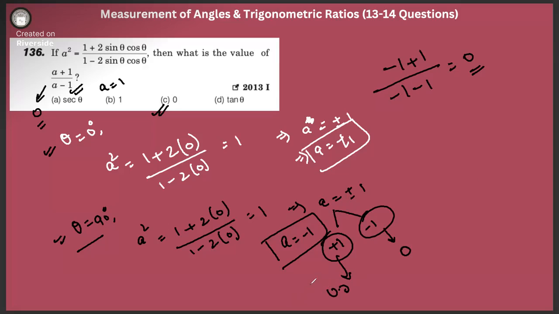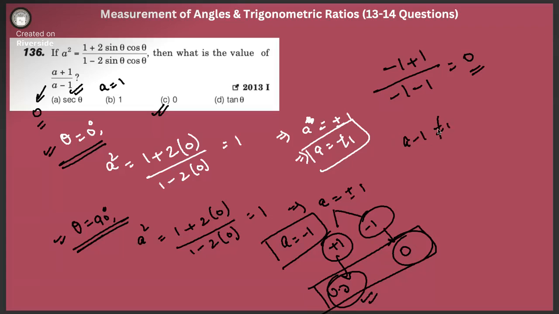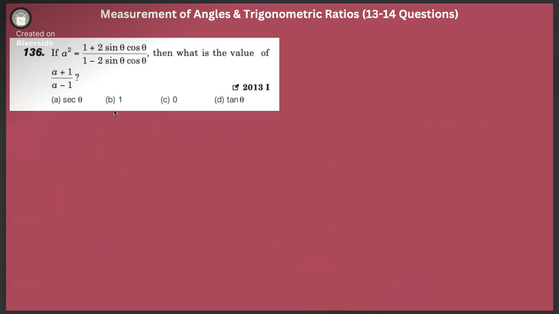Right? That is why we do not go ahead with this particular method of substituting values over here. Because the whole point of theta is that it should satisfy for all the values. It should not come undefined over here. Isn't it? The denominator can't be 0. A minus 1 cannot be 0 at any cost. All right.